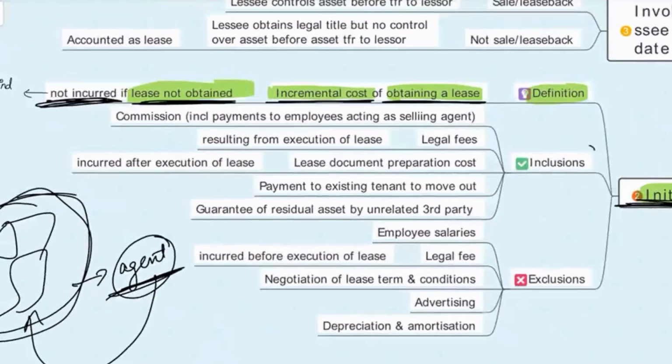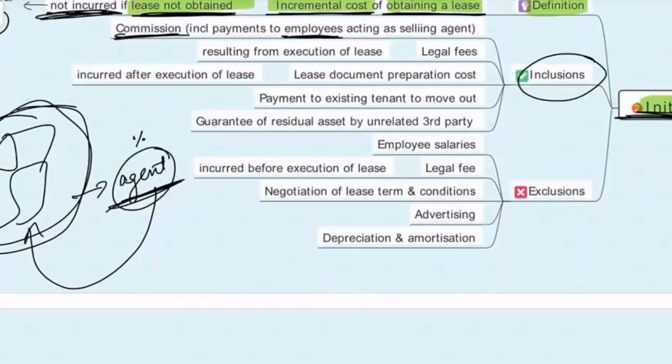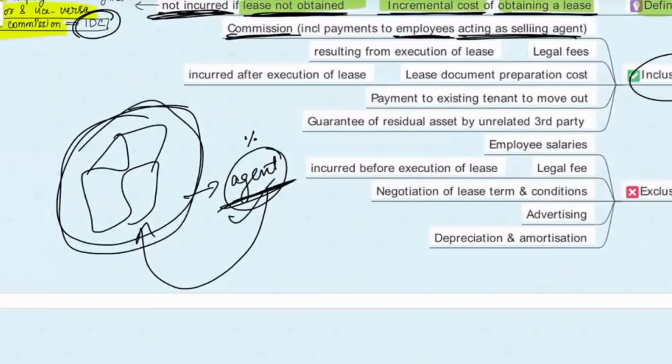So what all is included in your initial direct cost? A few examples we are going to see here. First is your commission, which we understood here. Example, if there is some employee, and suppose that employee is acting as a selling agent here. That means you have a company to find your prospective lessor or find your prospective lease. Your employee has acted as a selling agent, and for them you're giving some commission, or you have hired an agent to find your lessor. So those commissions will get included here.